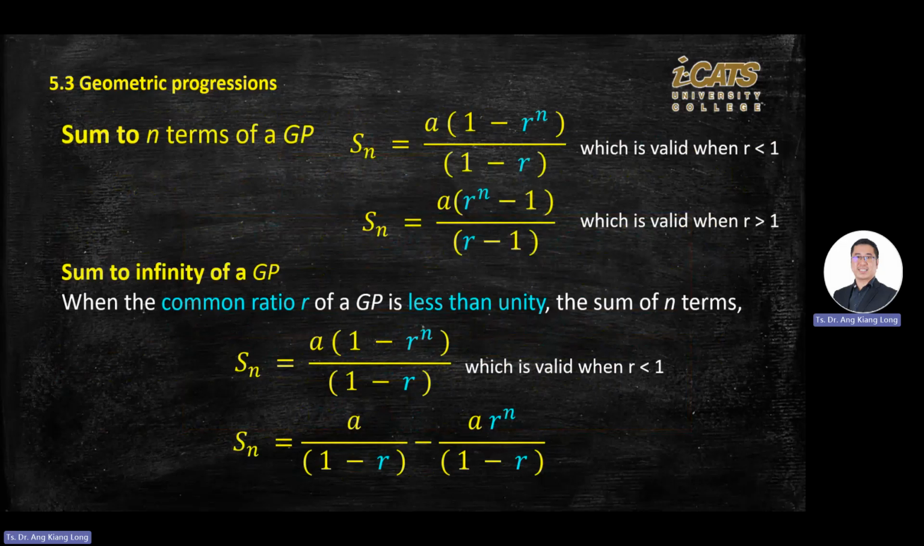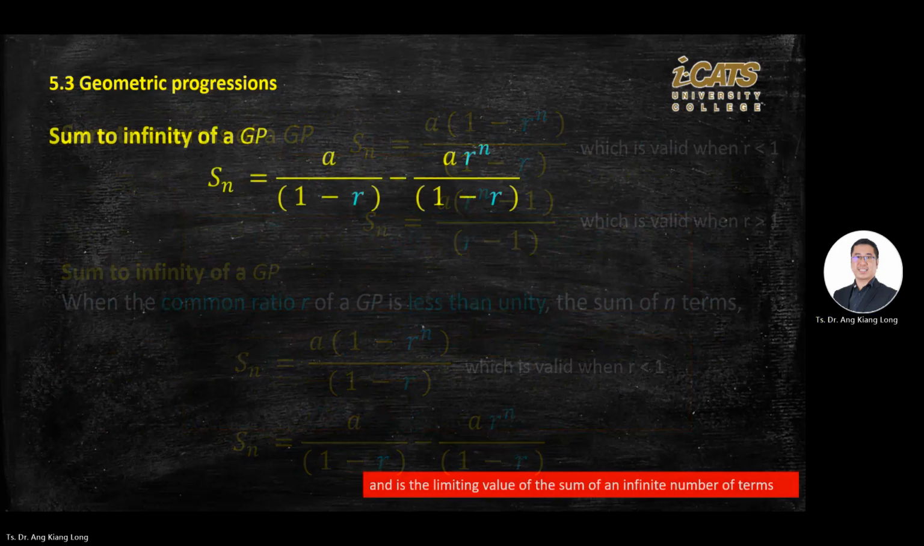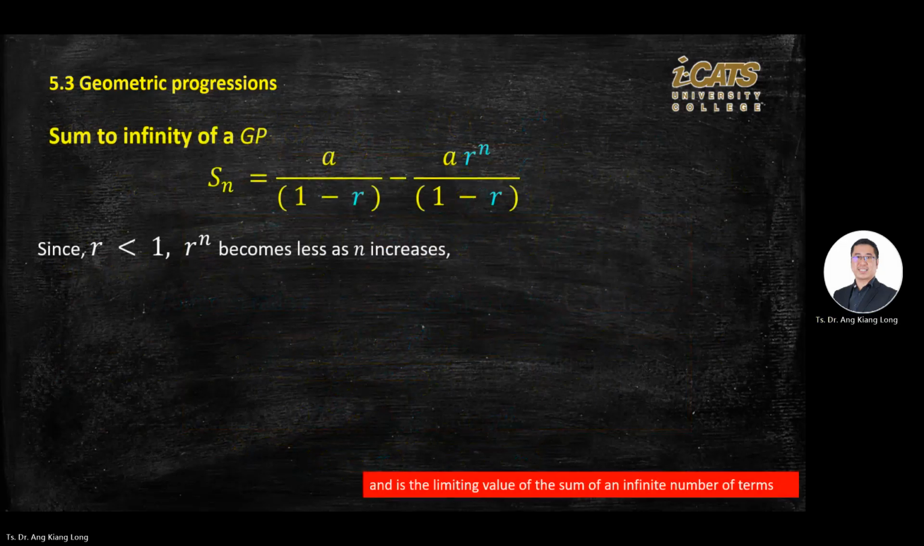It's just that if we ask you for the sum to infinity and the common ratio R is less than unity, you use this first one, right? Again, how do you know which Sn to use? Test the R first. Test the R, then choose the correct one. So here, we arrive at this one.